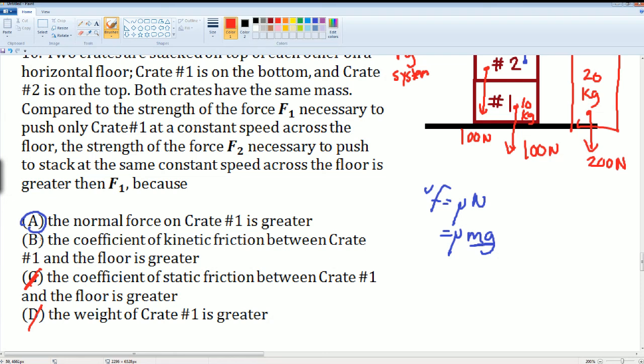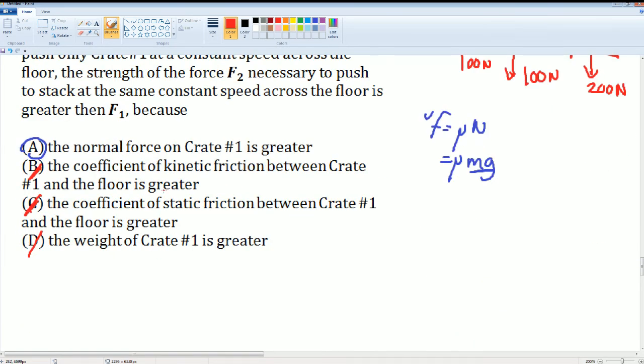All right. It has nothing to do with coefficient of friction. If this doesn't make sense, you could also do a process of elimination. We know the coefficient of friction between 1 and 2 is not greater, because if D is wrong, so is B, because they're mentioning the same thing. The coefficient of friction between crate 1 and the floor, that is essentially the weight. The coefficient of static friction between 1 and the floor is greater. Not quite. It wouldn't be greater.